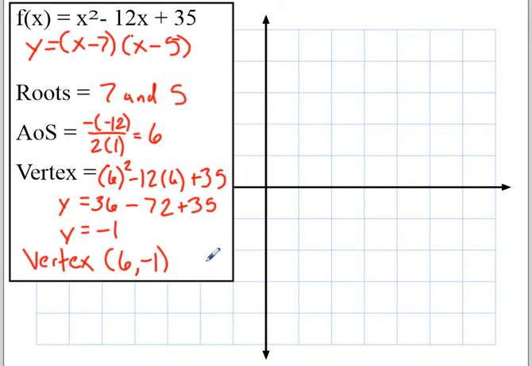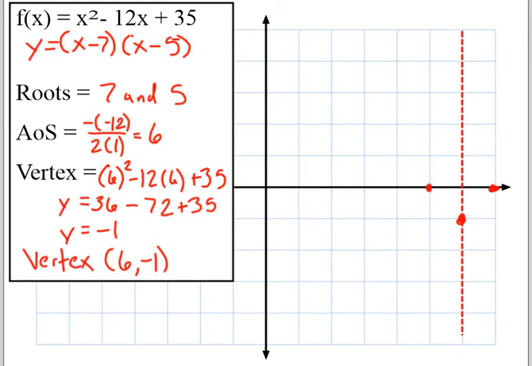Now it's time to plot each of these important pieces. First up is our roots, 7 and 5. 1, 2, 3, 4, 5. And 7 is 6, 7. Our axis of symmetry is at 6. So let's draw a line going down through 6. There we go. And our vertex is found on that axis of symmetry at 6, negative 1.